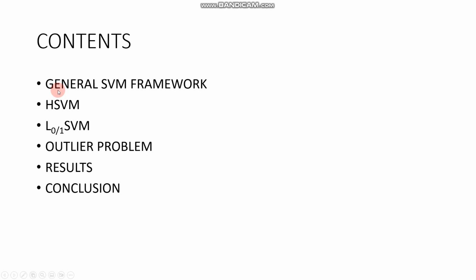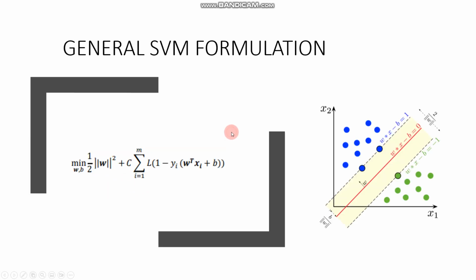First, I will give a general overview of the SVM framework, formulation, and the methodology, and then I will focus on two different SVM approaches with two different loss functions. Then I will focus on the outlier problem and compare these two SVM approaches, and then I will finalize my presentation with the results and conclusions taken from my experiments on different datasets. So let's get started with the general SVM framework.